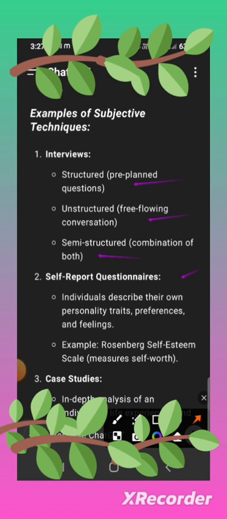Self-report questionnaires. Individuals describe their own personality traits. Example: Rosenberg self-esteem scale measures self-worth. Individuals describe their own personality traits, preferences, and feelings.